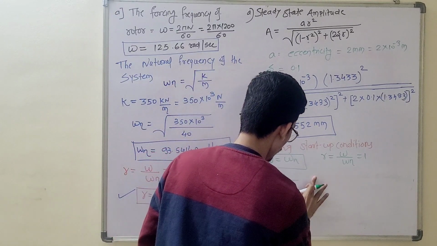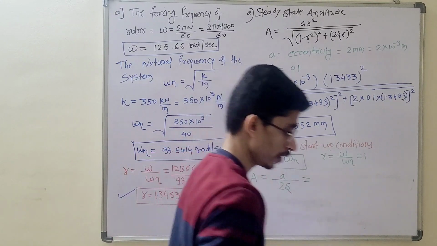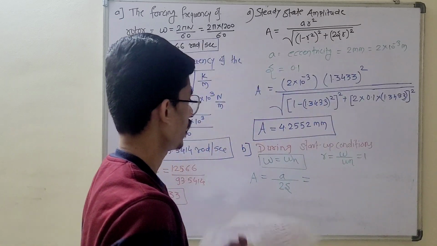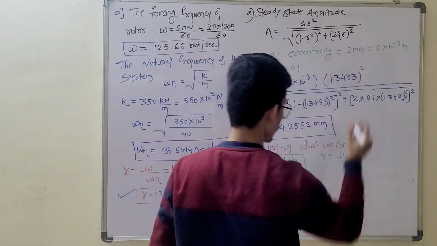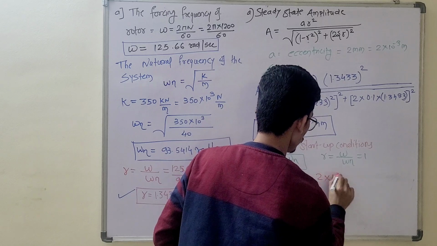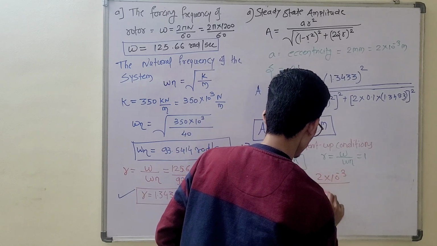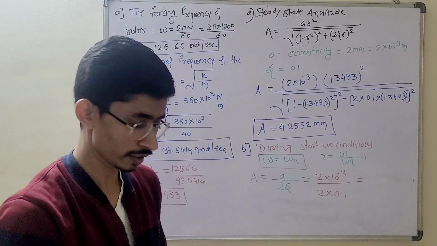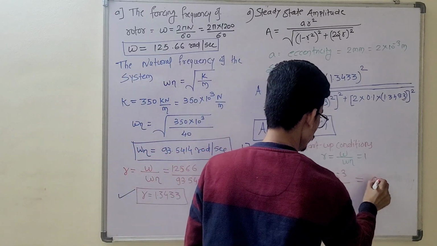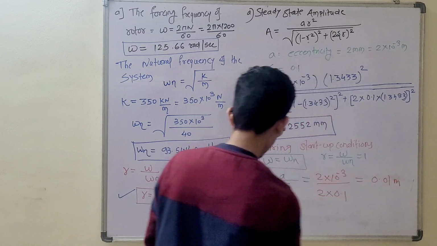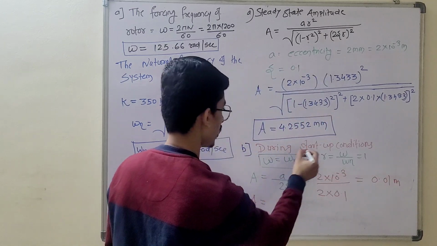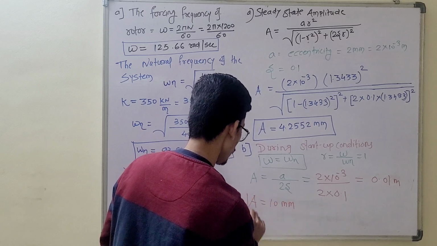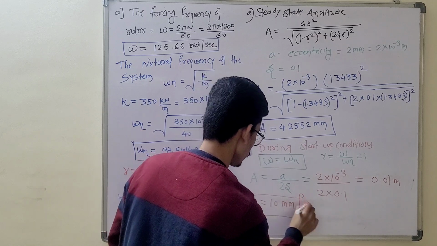And what is our A value? You can put the value here. A is nothing but the eccentricity, that is 2 into 10 to the power minus 3 divided by 2 into zeta, that is 0.1, and after solving you will get 0.01 meter. That is nothing but the steady state amplitude during startup condition, near about 10 mm, and that is your final answer.